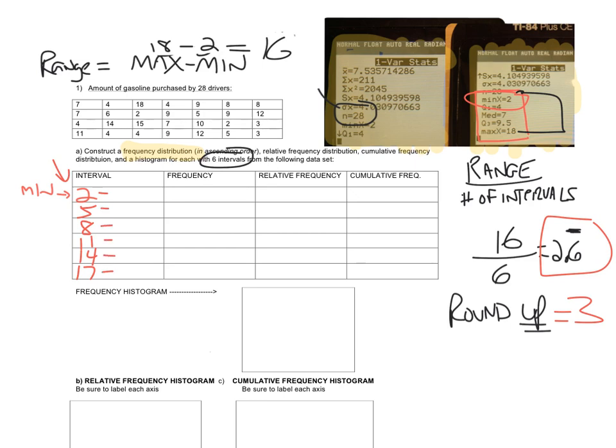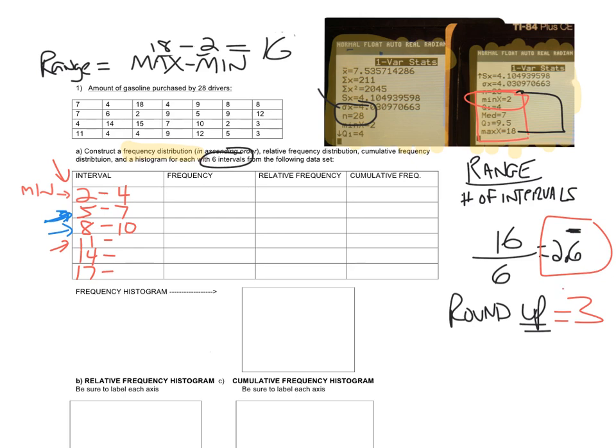Now, we're setting up intervals. Since the second interval starts at 5, the first interval has to end at 4. The third interval starts at 8, which means the second interval has to end at 7. The fourth starts at 11, which means the third ends at 10.